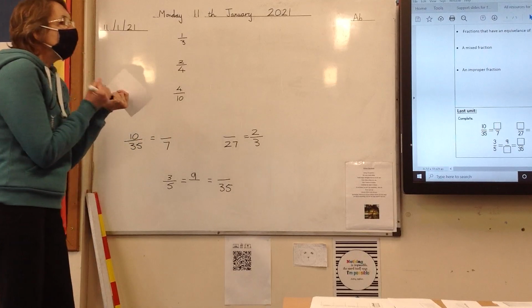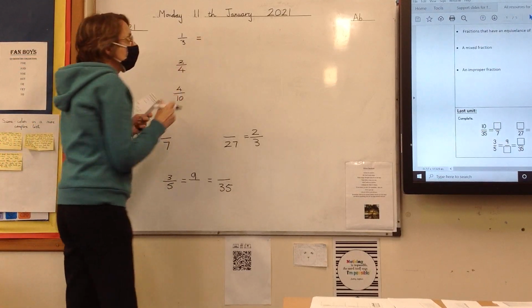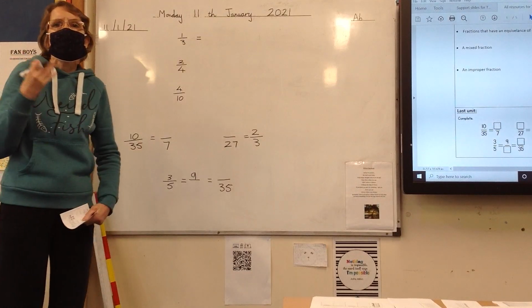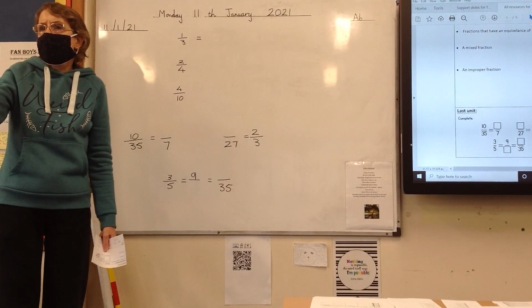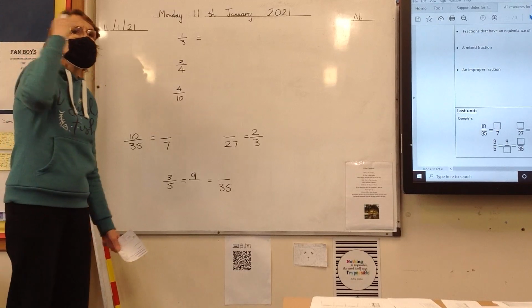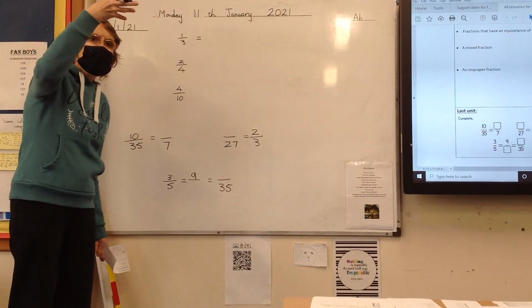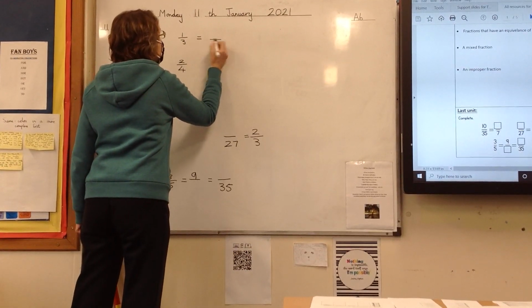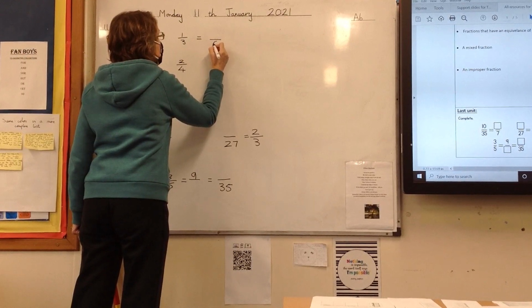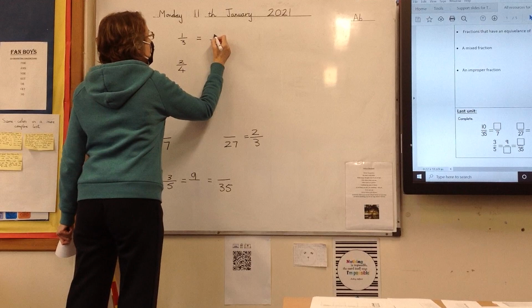So, what can you tell me about finding an equivalent fraction? What's the golden rule? What do I need to remember? What you do to the top, you do to the bottom. Good. Whatever you do to the bottom, you do to the top. So, if I double that, 2 3s are 6. So what must I do to the 1? Double it. 2.